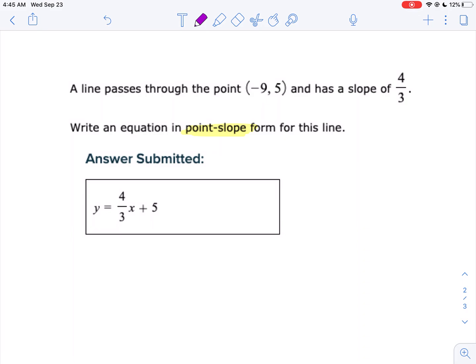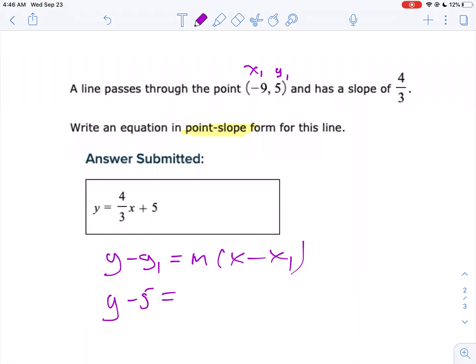So off of your seminar or your formula sheet, your formula is y minus y sub 1 equals m parentheses x minus x sub 1. Now, you just plug your numbers in. Y and x are your variables. X sub 1 is -9. Y sub 1 is 5. So we should have said y minus 5 equals your slope, which is 4/3, which I think you knew that too, times x minus a -9.